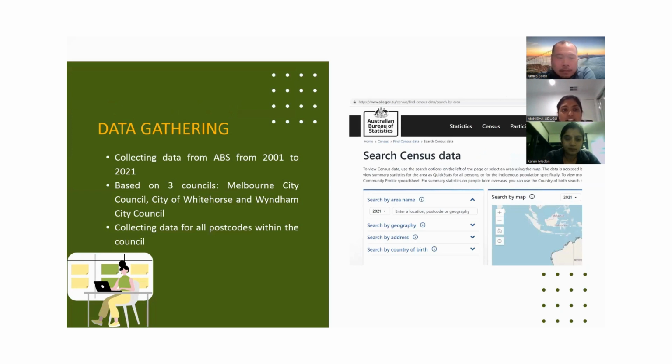Data gathering is nothing but collecting the information. Collecting the data from ABS from 2001 to 2021 based on three councils, that is Melbourne City Council, City of Whitehorse and Wyndham City Council. Collecting data for the postcodes within the councils from the year 2001 to 2021.